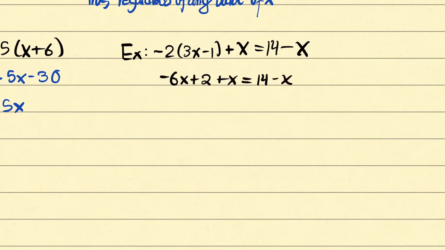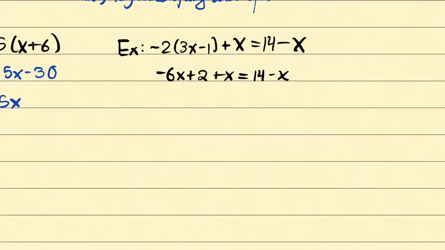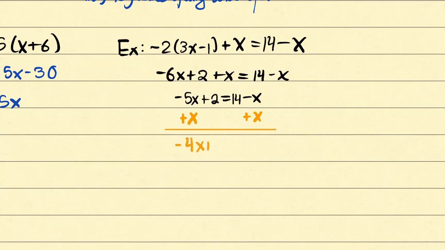And now there are a couple like terms, or one like term on the left side I can combine. x minus 6x will give me minus 5x plus 2 is equal to 14 minus x. So now I can start doing some algebra. In order to get rid of this negative x on the right side, I'm going to add x to both sides. So I get negative 4x plus 2 is equal to 14.